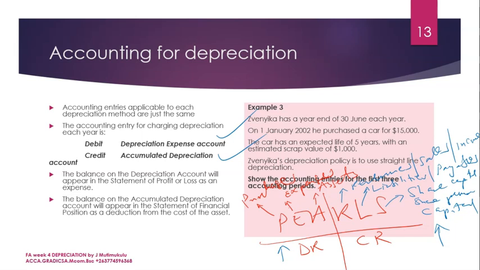So the balance on the depreciation account will appear in the statement of profit or loss as an expense. The balance on the accumulated depreciation account will appear in the statement of financial position as a deduction from the cost of the asset.